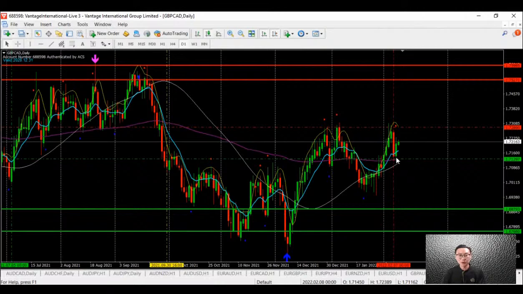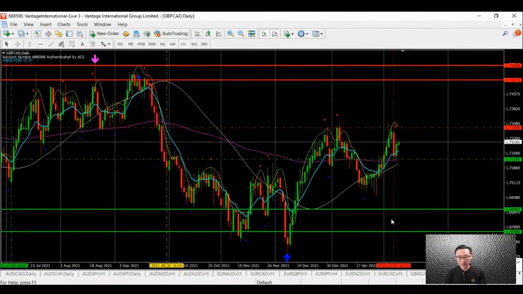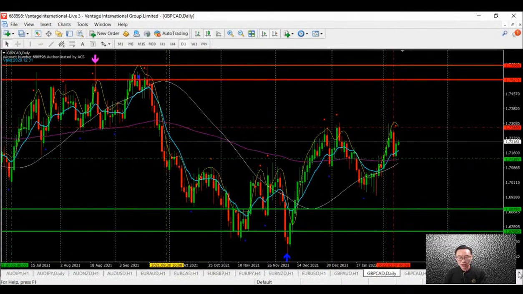It hits on the support and now continues the buying. Okay, so higher support, higher low is towards the resistance area. That means a chance for breaking the resistance and a sign of buying strength. So buying is still possible for pound CAD. Okay, so let's move again to pound franc.